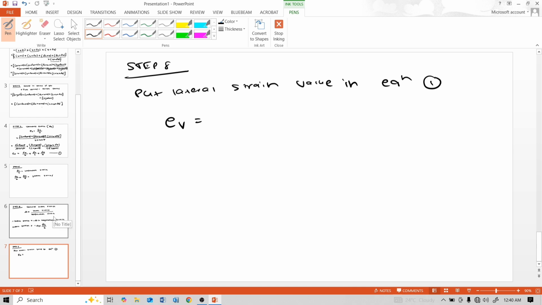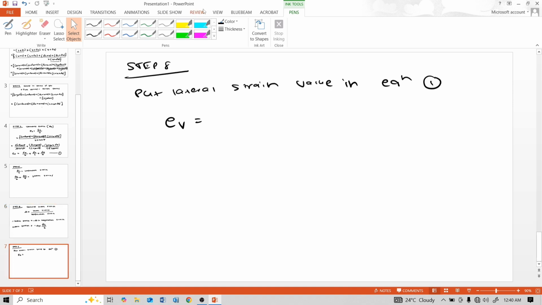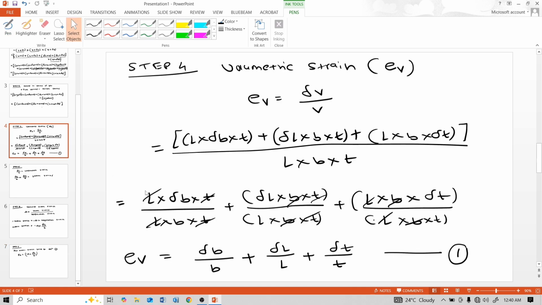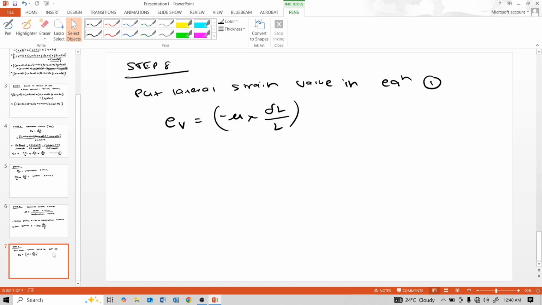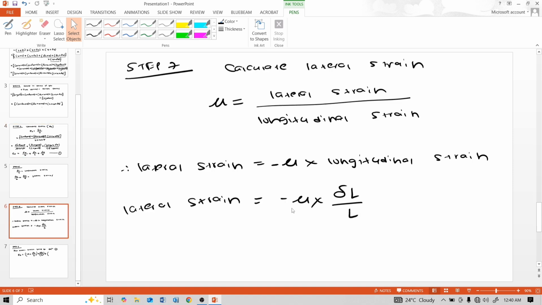EV is equal to, directly put this lateral strain value. Delta B by B is lateral strain, and the lateral strain value is minus mu into delta L by L, plus delta L by L, the longitudinal strain, plus delta T by T, the lateral strain. Put this lateral strain value in delta T by T: minus mu into delta L by L.